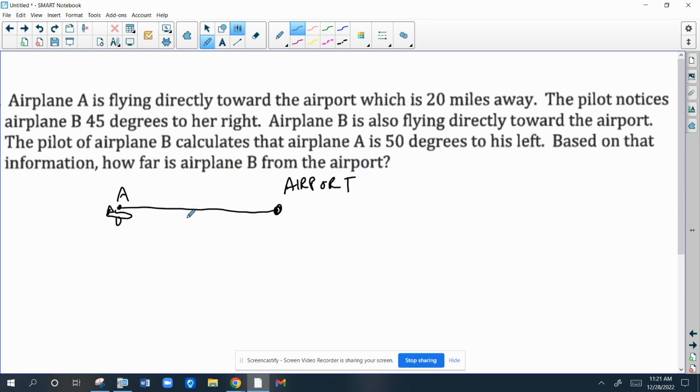He notices a plane 45 degrees to her right. So here's a plane. Let's go to the right 45. There's another plane, and that's airplane B. It's also flying directly to the airport. So just like so. Look at that nice triangle it's forming for us. So we should be able to use what we've learned with the law of cosines or sines to solve anything they ask us to solve.